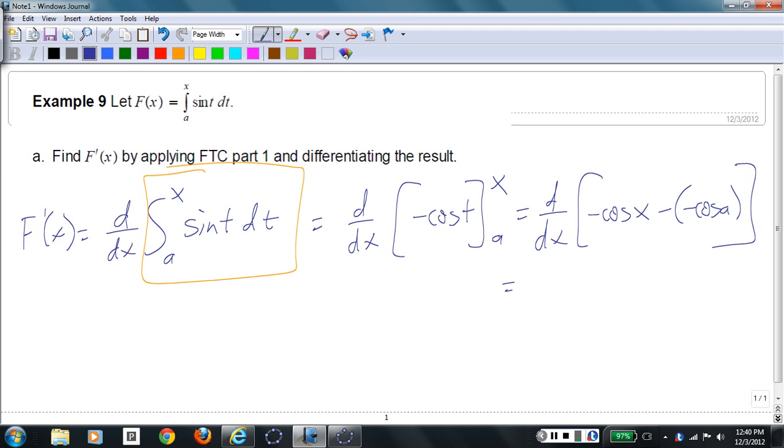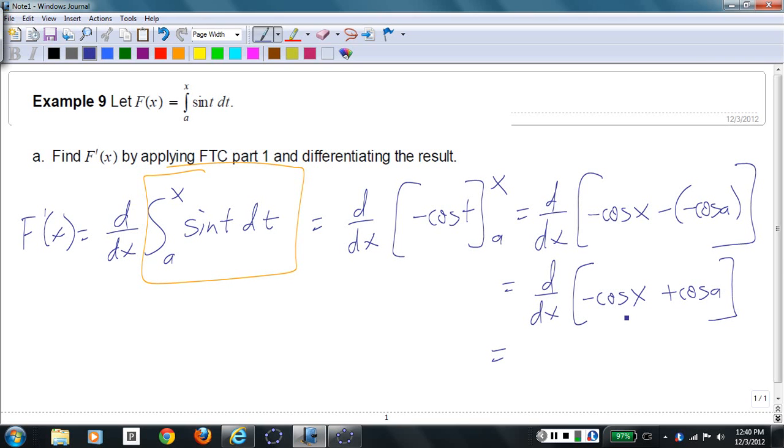So this is going to be d/dx of negative cosine x plus cosine a. Now the number a can be any number in the domain of this function, so basically it can be any real number. So the cosine of a is simply a constant. A is a constant, so the cosine of a is a constant. The derivative of a constant is 0.